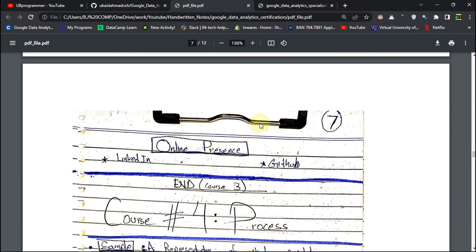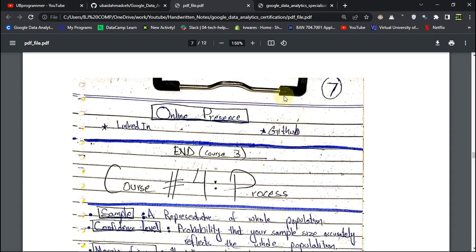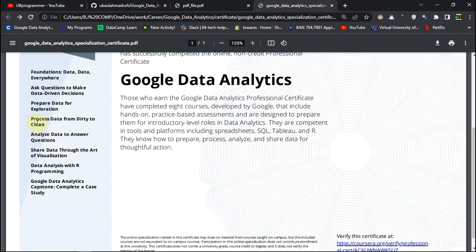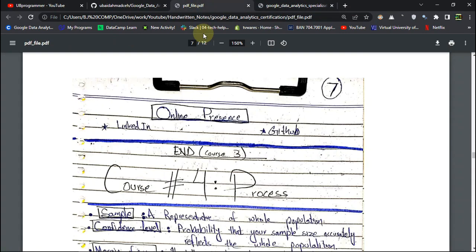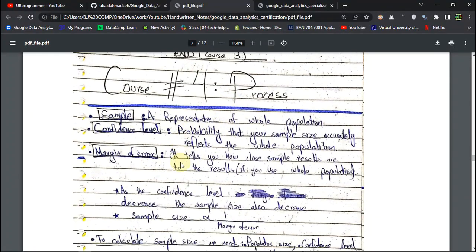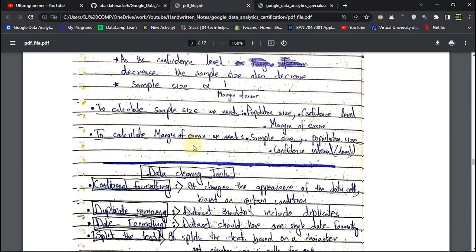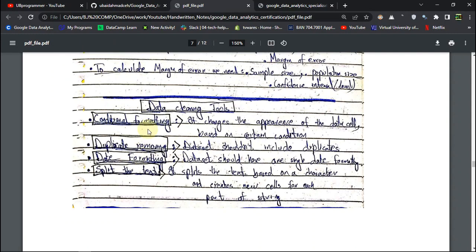Then they are introducing the portfolio building, like how you create your LinkedIn and GitHub. So that's really important, I would say. Then course 3 ends. Then we got our process data, which is course 4, and these are the main topics.